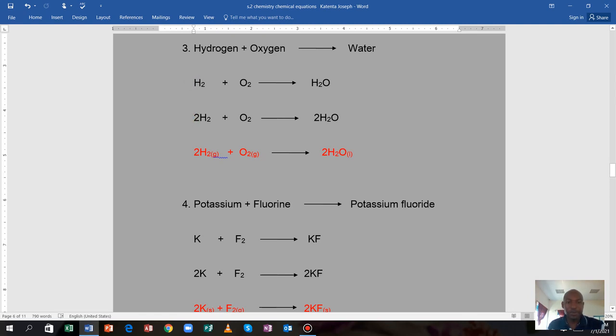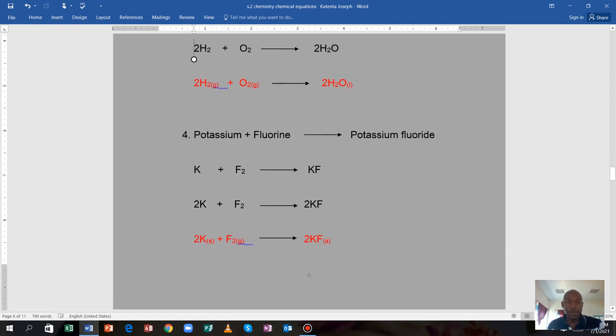Here we are. States. Hydrogen gas, oxygen gas, and we know that water is a colorless liquid. So this is the L.